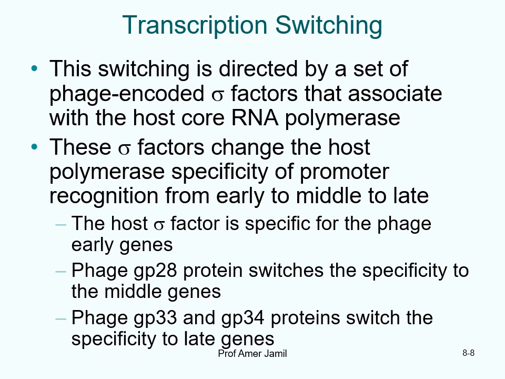So this switching is directed by a set of phage encoded sigma factors that associate with host core RNA polymerase. These sigma factors change the host polymerase specificity, as I mentioned earlier in the figure, that GP28, 33, and 34 switch the transcription of the viral genome for the synthesis of its own genes, which are required in the middle and late part of the cycle.